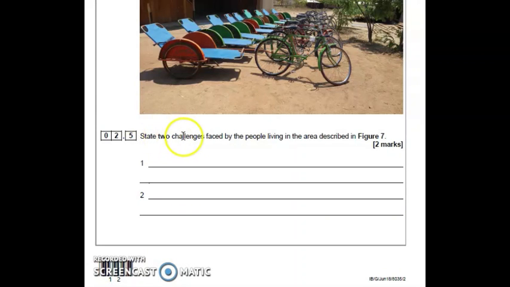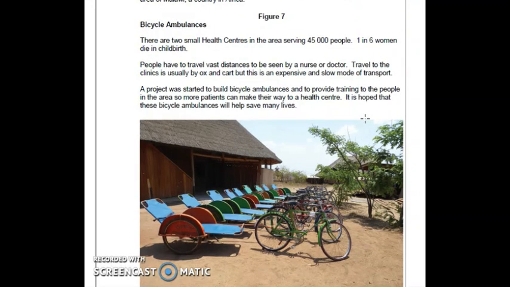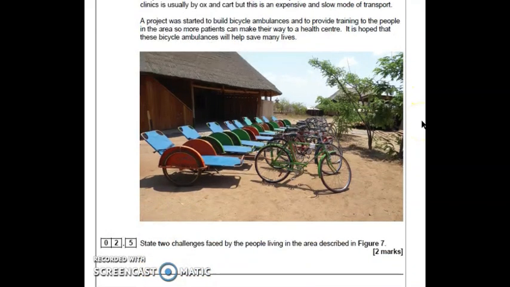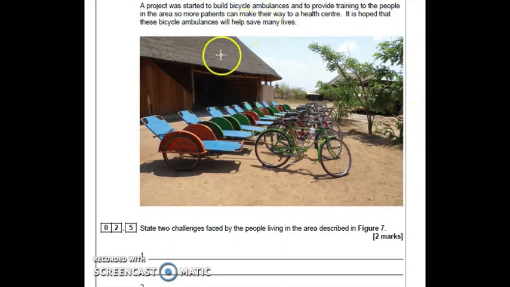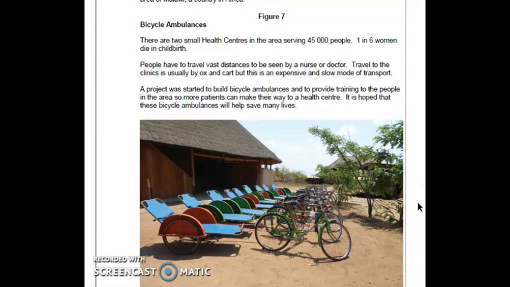2.5. State 2 challenges faced by the people living in the area described in Figure 7. So, Figure 7, we've got a photograph and a bit of explanation about bicycle ambulances. Now, as the question suggests, you've got to see a challenge either in this picture or in the text, because it says as described in Figure 7. So, all we've simply got to do for this question is just find two problems in this area and write them down. It's as simple as that.